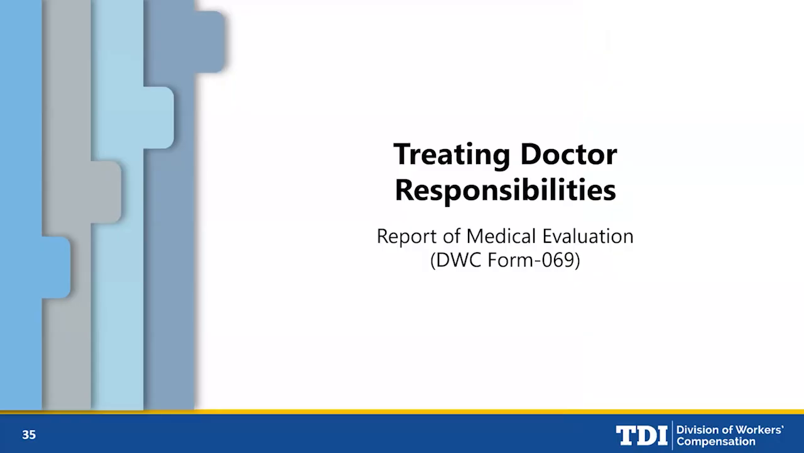Next, the report of medical evaluation, or the DWC 69. This is another important form in the workers' compensation system, and it documents the maximum medical improvement milestone in the claim. It's not used as often as that DWC 73 form, but it is extremely important.